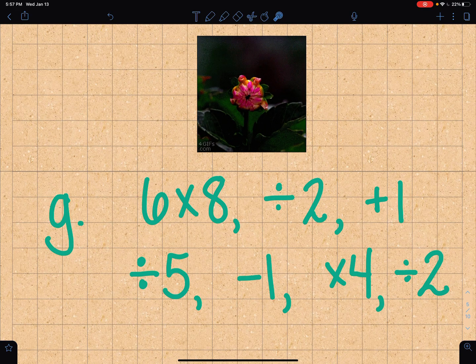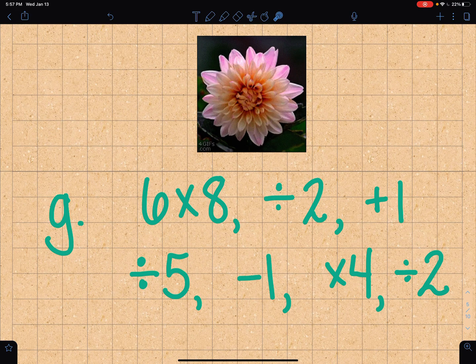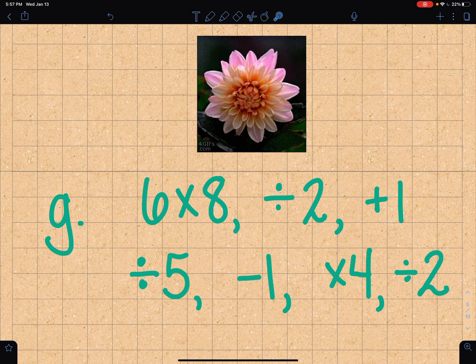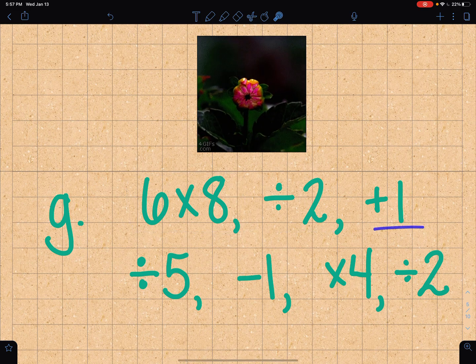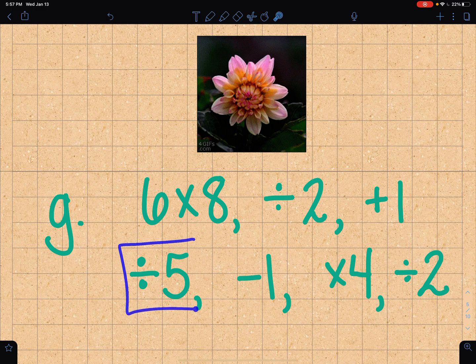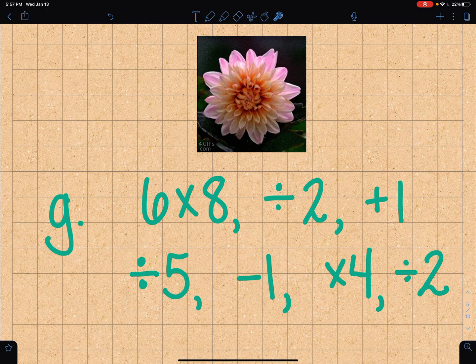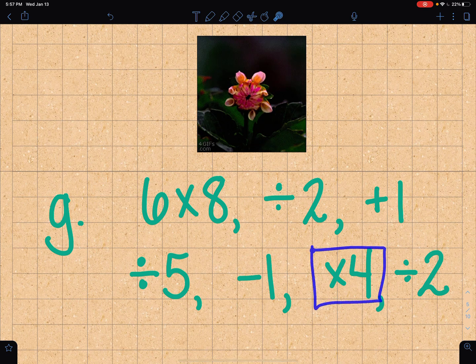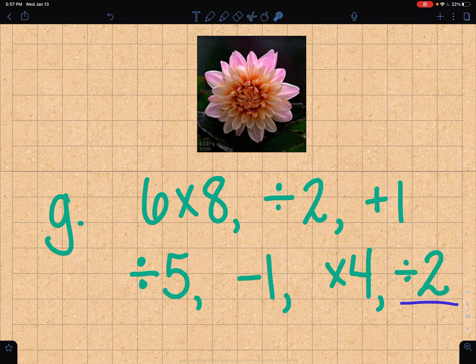Okay, how about G? G is the long one. We're going to start with the number 6 times 8. That's our starting point. Now, divide by 2. Add 1. Divide by 5. Subtract 1. Multiply by 4. And divide by 2.